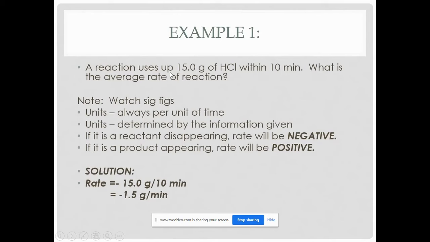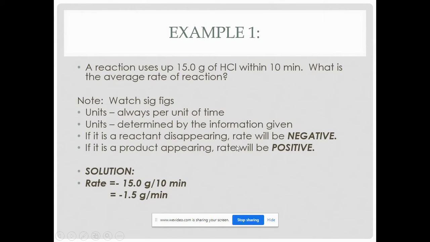Okay, so let's do an example here of a type of question you'd be tested on. A reaction uses up 15.0 grams of HCl within 10 minutes. What is the average rate of reaction? So remember, we want to watch for sig figs. You want to make your units always per unit of time, whatever they give you in the question. And the units, again, are determined by the information given.